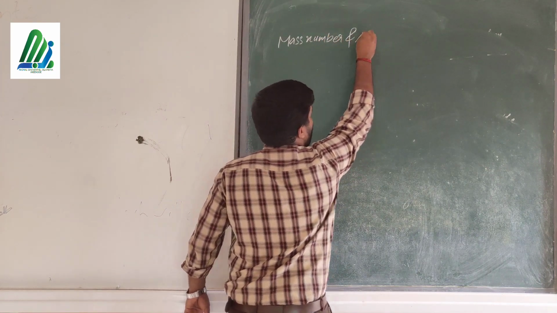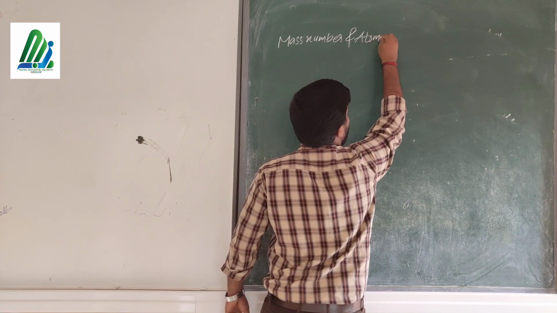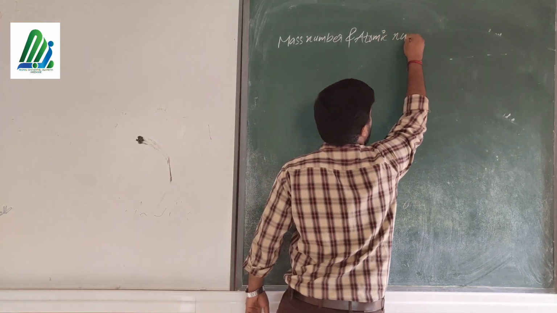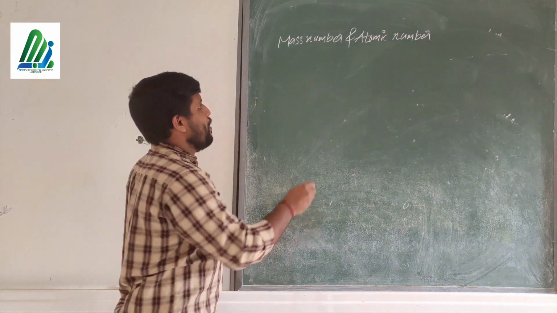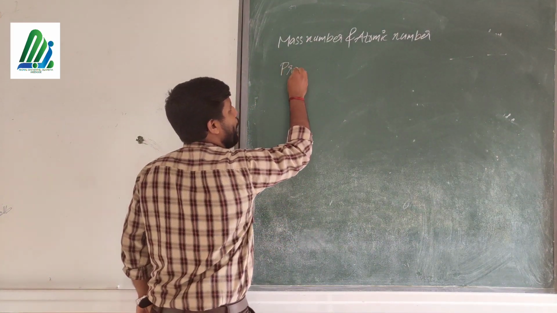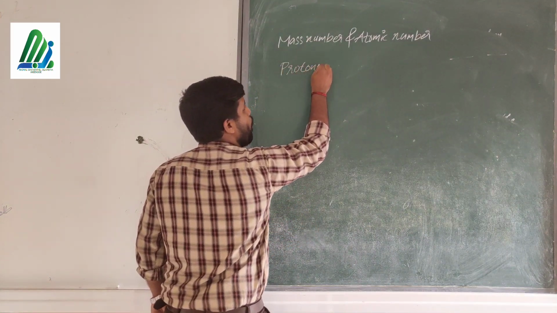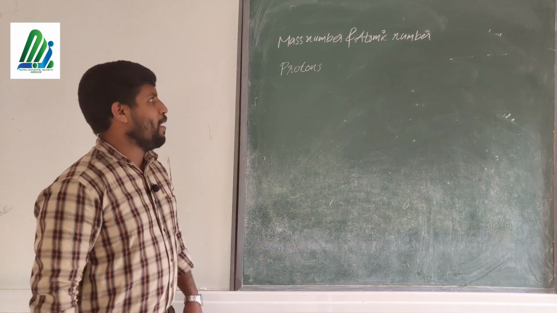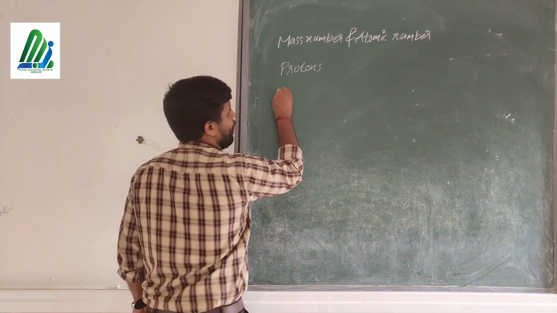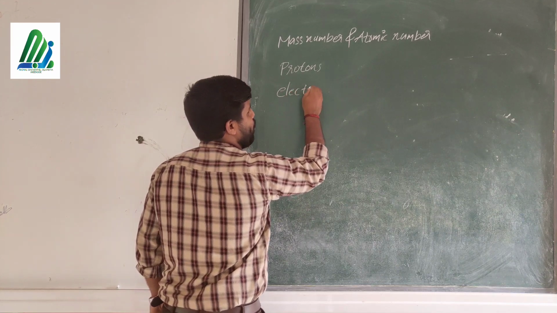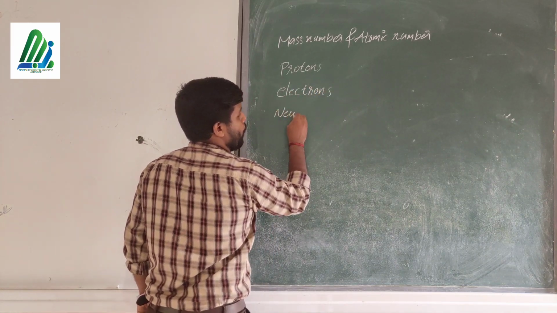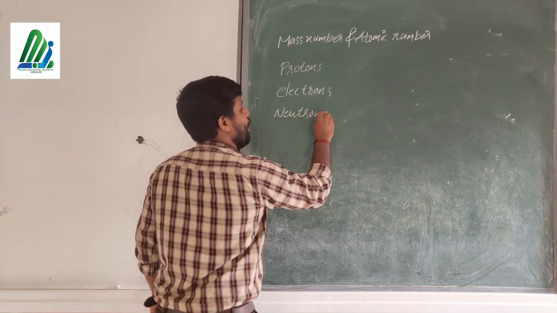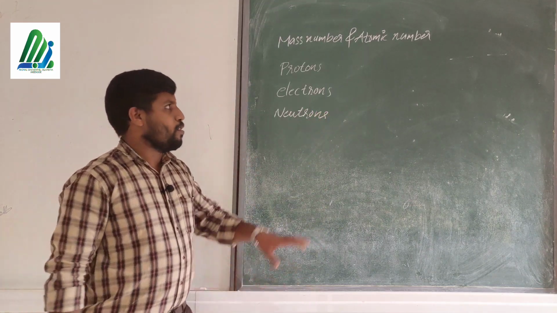Next, we are going to discuss mass number and atomic number. For that, we have to consider the main constituent particles or fundamental particles: protons, electrons, and neutrons.